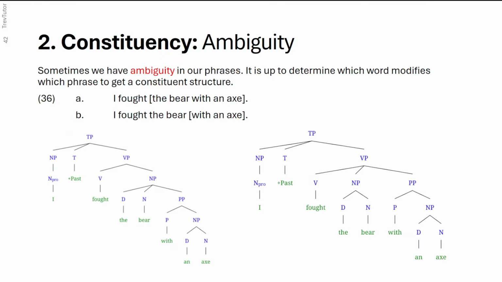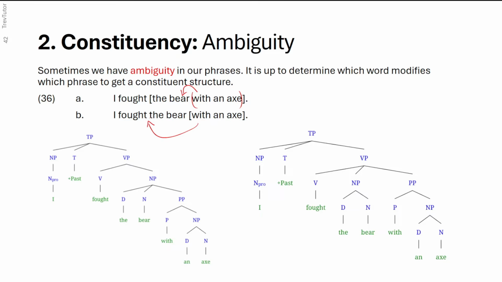Prepositional phrase ambiguity is a perfect way to demonstrate that a type of phrase can appear in a different position depending on what it's doing in the sentence. So in the case of I fought the bear with an axe, there are 2 possible interpretations. The first interpretation is that with an axe is describing what the bear has. So I fought the bear and the bear happens to have an axe. The other case, with an axe is describing the verb, so how you're doing the fighting. So I fought the bear and I fought with an axe.